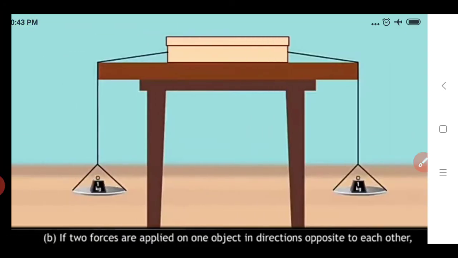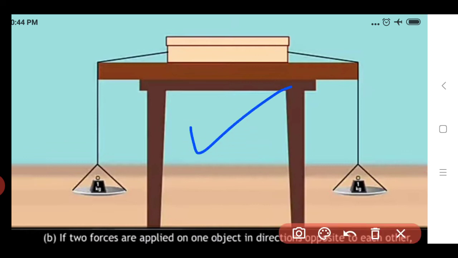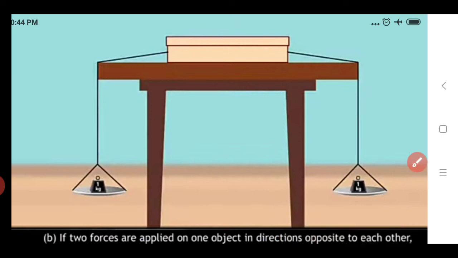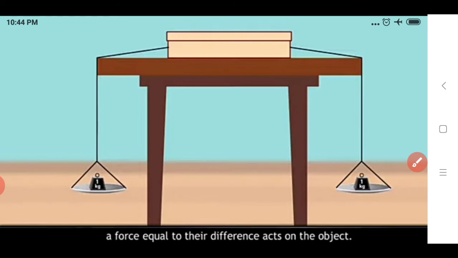The second point is: if two forces are applied on one object in directions opposite to each other, then what happens? We apply the same, equal amount of force on the same object, but the direction is opposite. In case B, in this example, we applied equal magnitude of force on the same box, and the resultant force will be 0. The force equal to their difference acts on the object.